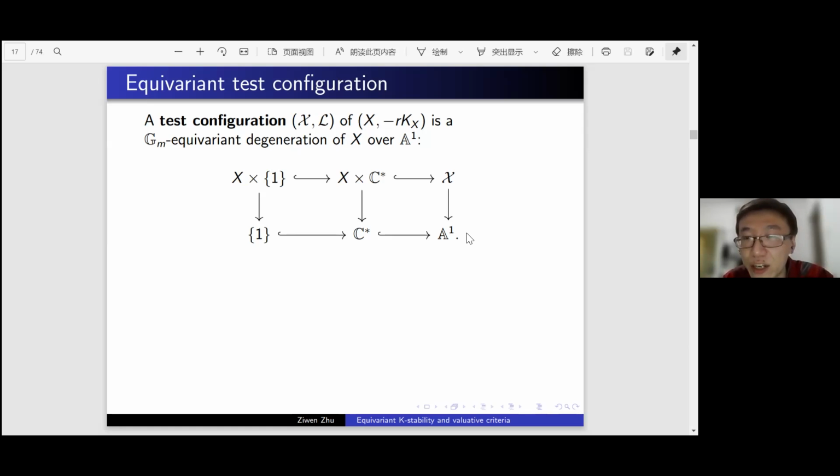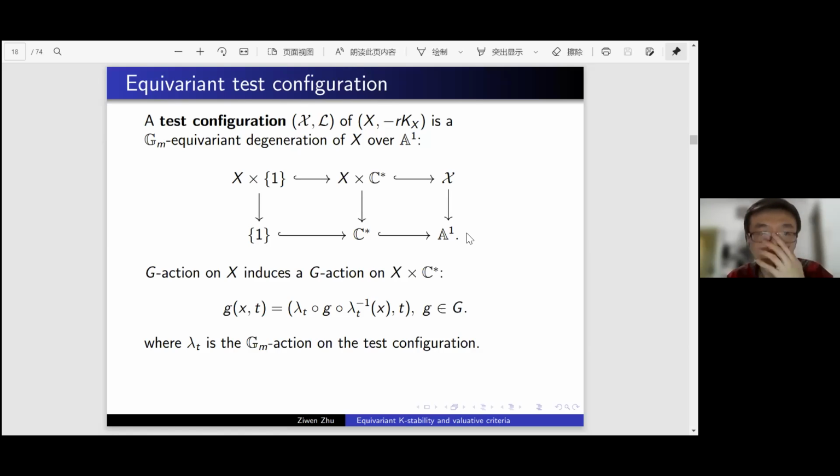In the central fiber of the degeneration, it can be anything. The central fiber can be very bad. It doesn't have to be reduced, and it doesn't have to be irreducible. So in fact, usually anything can happen in the central fiber. And if the central fiber happens to be a Q-Fano variety, this is going to be a very good class of test configurations, which we call special test configurations. Special test configurations, in fact, play a very important role in the study of K-stability of Fano varieties. Okay, so this is the definition of a test configuration.